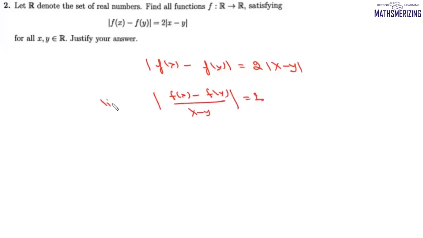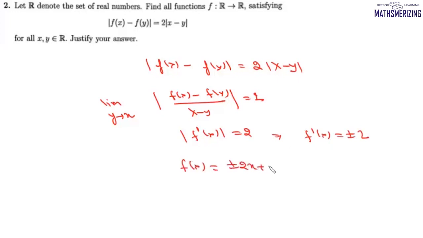and if we take this limit y tends to x, then we'll get mod of f dash x equals 2, or we can write f dash x equals plus or minus 2. Now we'll integrate this function, we can write this as f(x) equals plus minus 2x plus c.